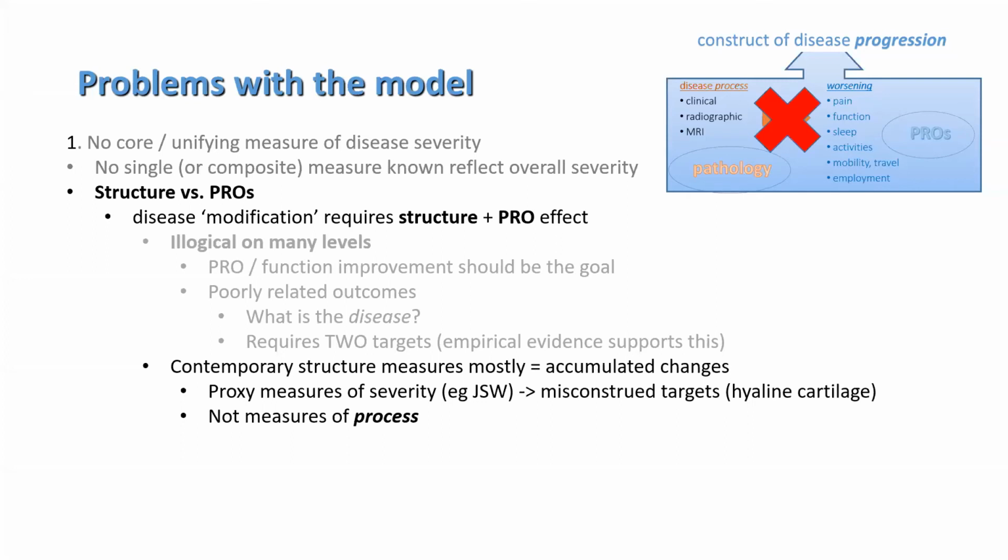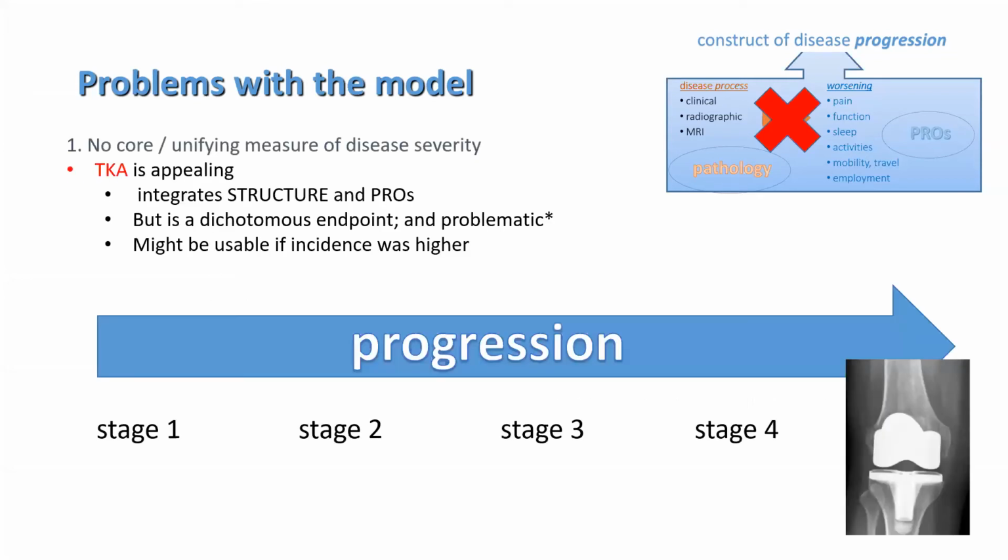Yet it's not a measure of process, and it's led to some empirical problems. Now, as I'm going off on a tangent, total knee replacement is somewhat appealing as a measure of disease severity endpoint because it does integrate structure and PROs. But as we all know, and I'm not going to go into details, it's highly problematic as an outcome for clinical trials. And it might in fact be usable if its incidence was higher.